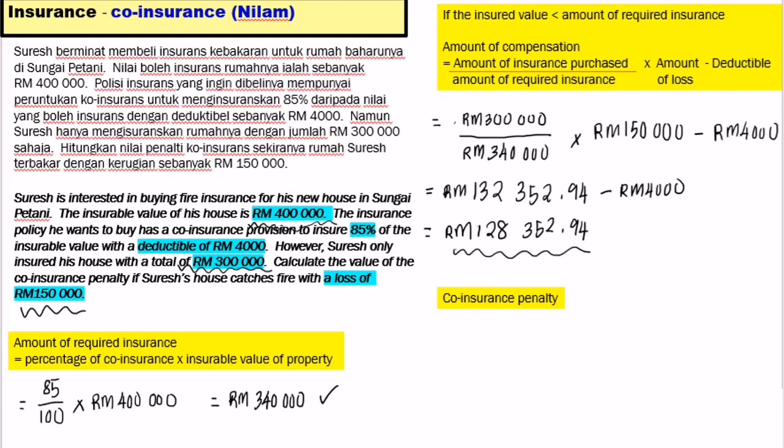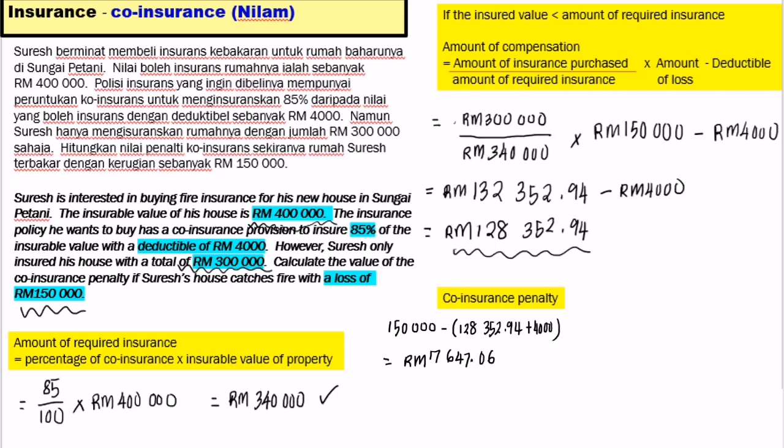Now we calculate the core insurance penalty. The loss is 150,000 minus the amount of compensation, 128,352 ringgit 94 cent, and plus 4,000. Why we plus 4,000? Because deductible not considered as penalty. So we will obtain the total is 17,647 ringgit 6 cents.